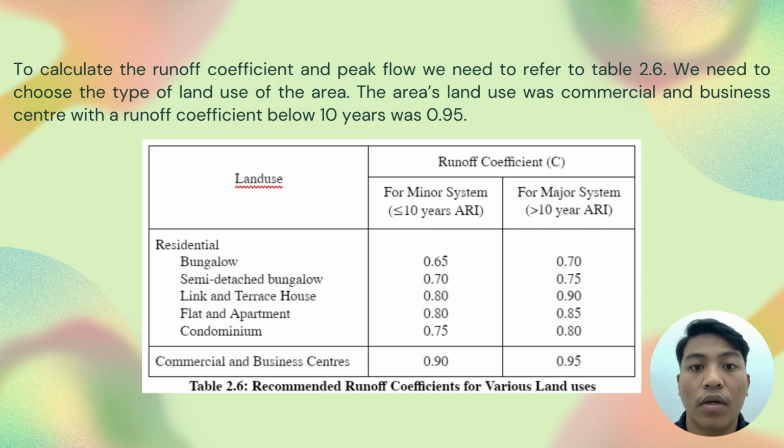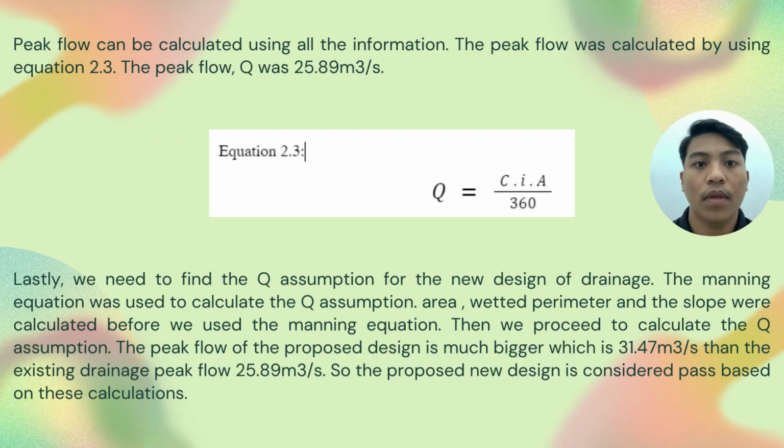To calculate the runoff coefficient and peak flow, we need to refer to Table 2.6. We need to choose the type of land use of the area. The area's land use was commercial and business center, with a runoff coefficient for below 10 years of 0.95. Peak flow can be calculated using all the information. The peak flow was calculated using equation 2.3. The peak flow Q was 25.89 cubic meters per second.